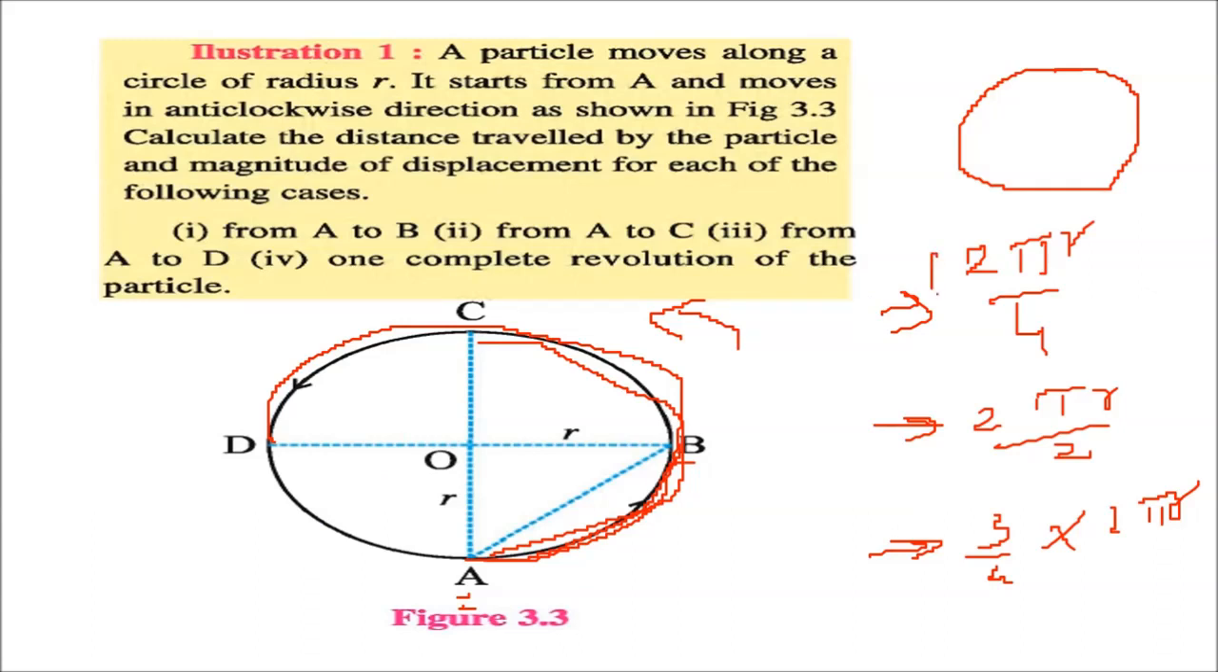Yes, this is 1/4 of 2 pi r, so this is 3/4. And how about this? If it starts from A and comes back to A, what is the distance? This is the complete 2 pi r. So these are the distances.